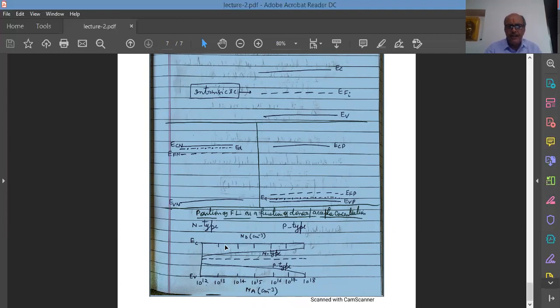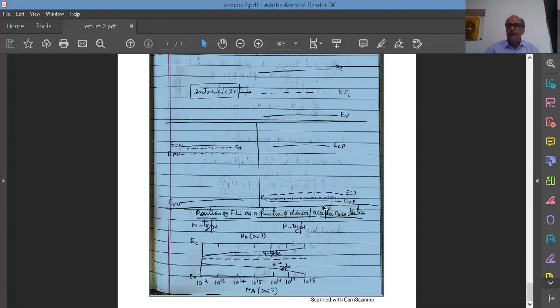Similarly, I have not written the concentration here, but they correspond to the same values, 10 to the power 12, 13, 14, 15, 16, 17, 18 per cubic centimeter change in acceptor concentration for P-type and donor concentration for N-type. That is why you will come across that in the case of an N-type semiconductor, the Fermi level lies close to the conduction band, while in the case of a P-type semiconductor, the Fermi level lies close to the valency band.